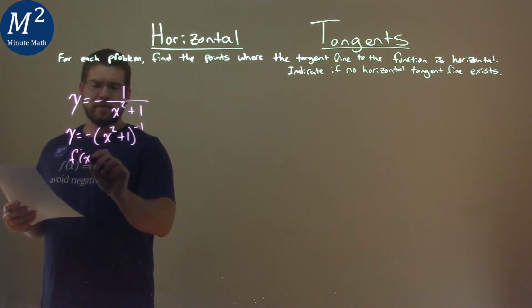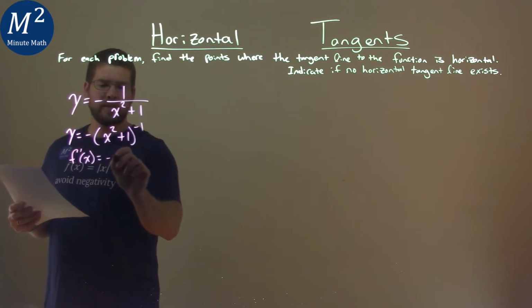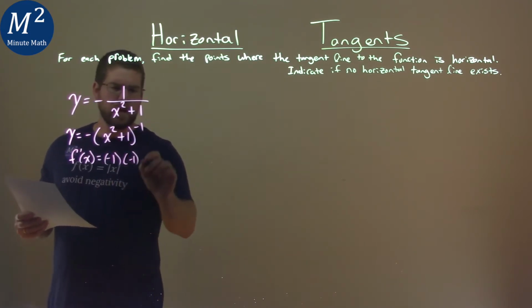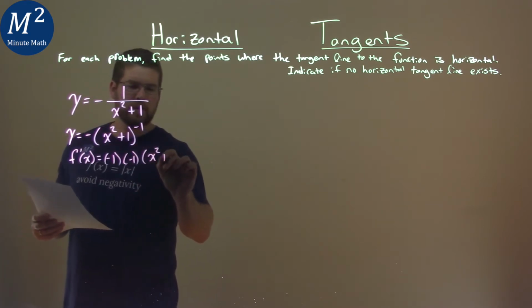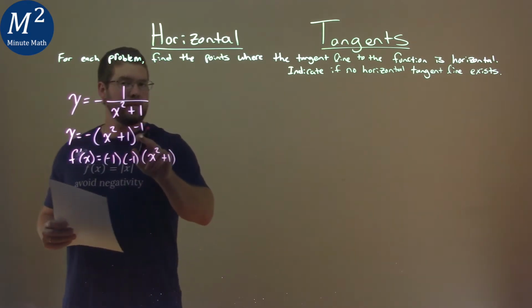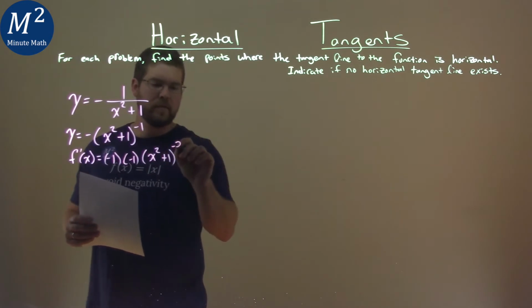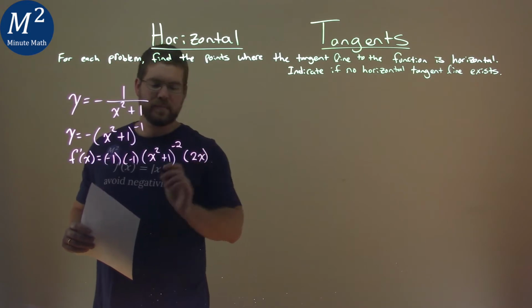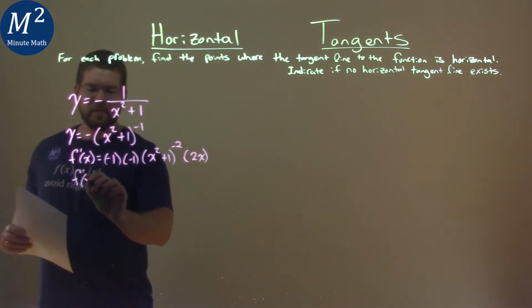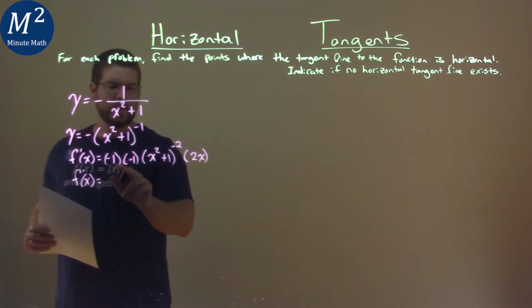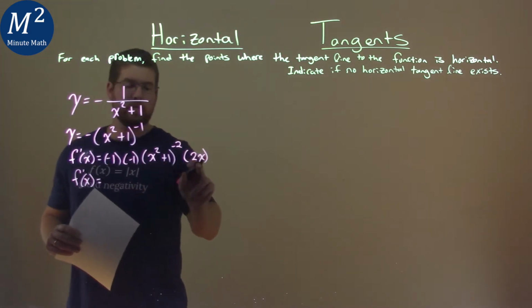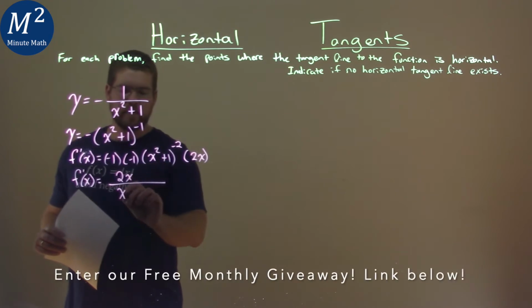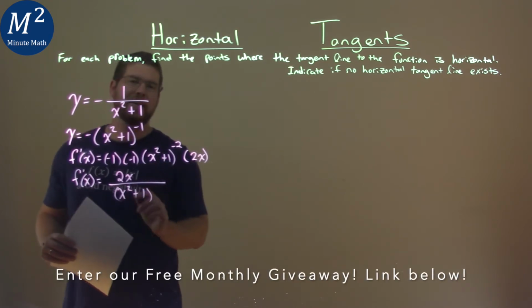f prime of x is equal to, negative stays out front, so let's call it negative 1. This negative 1 comes down, negative 1. Inside stays the same, x squared plus 1. Exponent gets subtracted by 1, so it's a negative 2 power, times the derivative of the inside, which is 2x. Simplifying this back out to a rational function, negative 1 times negative 1 is a positive 1, times 2x is 2x in the numerator. Denominator, bring down the x squared plus 1, and we now have an exponent of 2.